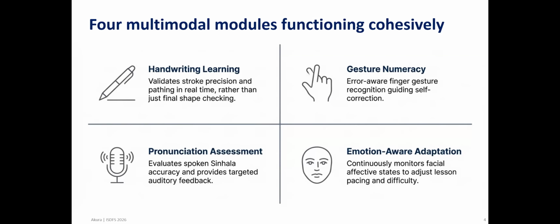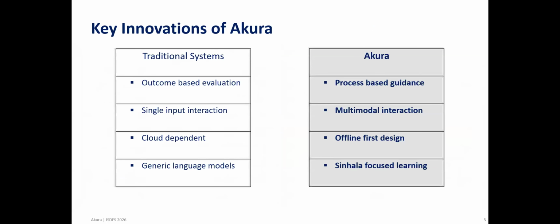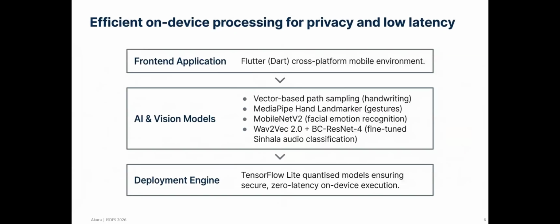Now, based on these components, let's look at what makes Akura different. In traditional systems, learning is mostly outcome based, and most systems use only a single type of interaction. Another limitation is cloud dependency. Now, briefly on implementation. The system is developed using Flutter for cross-platform deployment, so it works across multiple devices. We also use MediaPipe for hand tracking, MobileNet for emotion detection, and fine-tuned speech models. The system is designed for low-resource mobile environments.